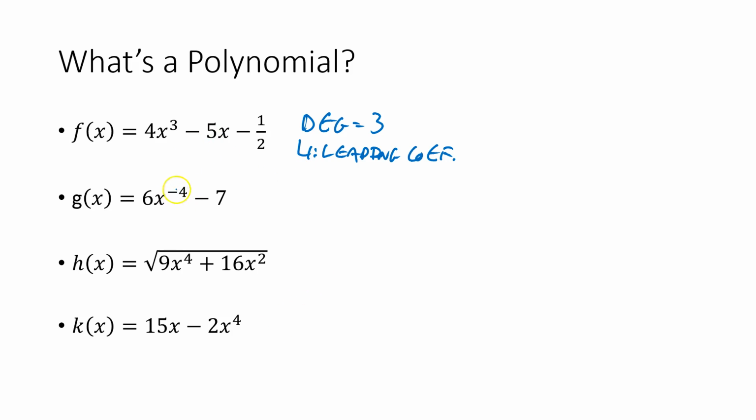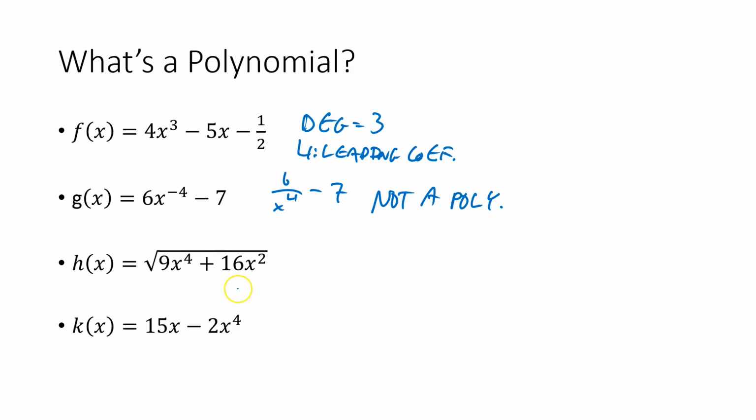I kind of gave it away, but this one is not a polynomial because we have an exponent that is less than 0. So if we were to write this out, it would actually be 6 over x to the fourth, because negative exponents flip things to the bottom, minus 7. So this is actually an inverse relationship of some sort. It's not actually a polynomial. So in this case, we have one that's not a polynomial.